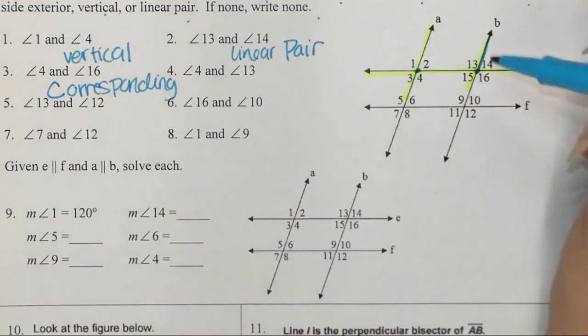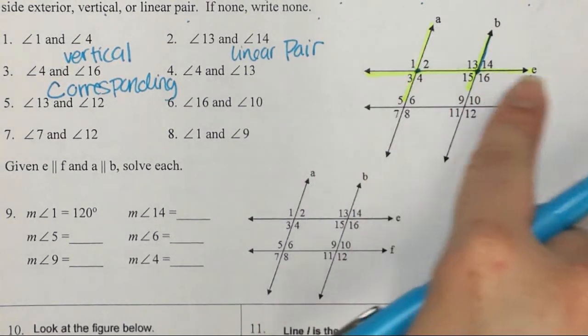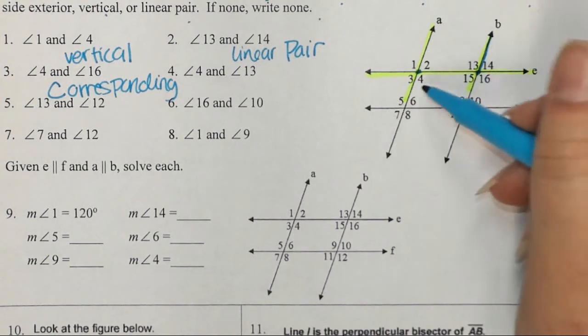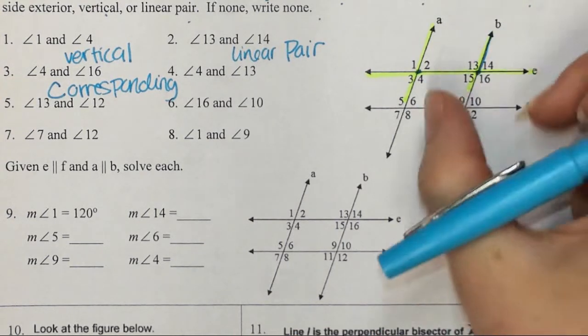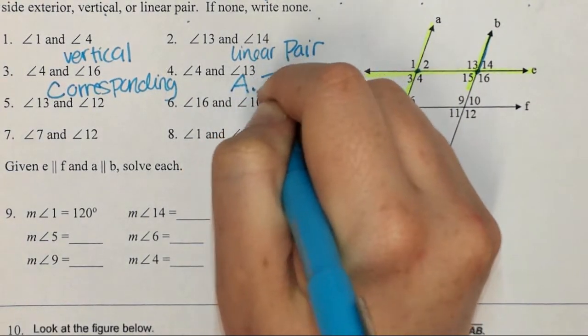All right, number 4 asks us to compare angle 4 and angle 13. Okay, so we have the same transversal, we're dealing with the same lines. 4 and 13 are on alternate sides of the transversal, in between A and B, so those are alternate interior.